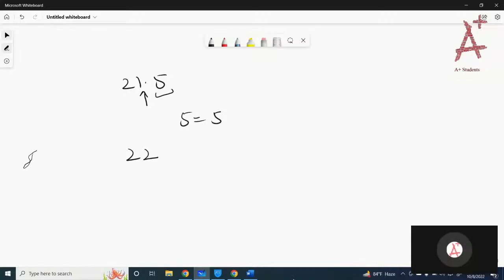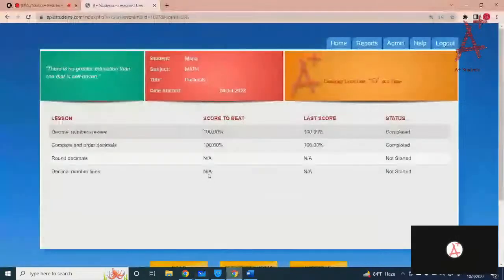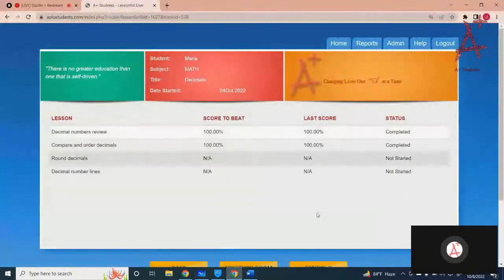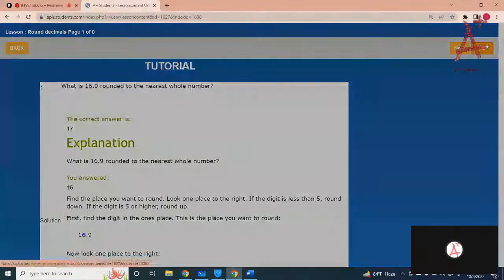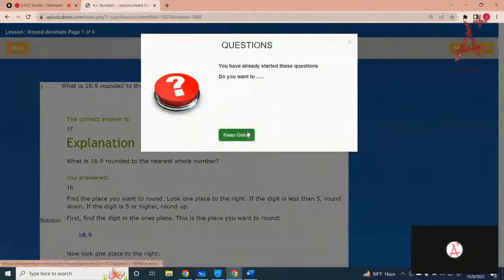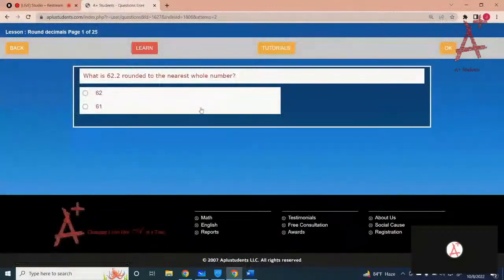So let's just start with the test. Round decimals, and let's start with the test. Okay, what is 62.2 rounded to the nearest whole number? Is it 62 or 61? Which option is the correct one?